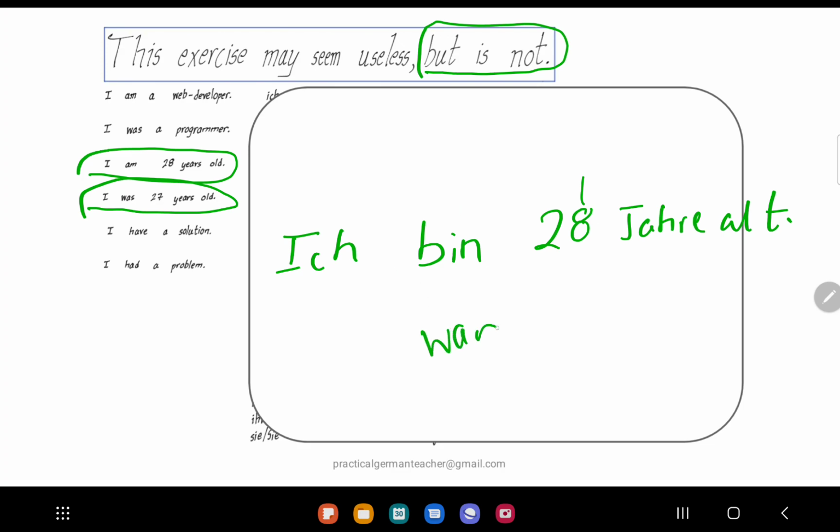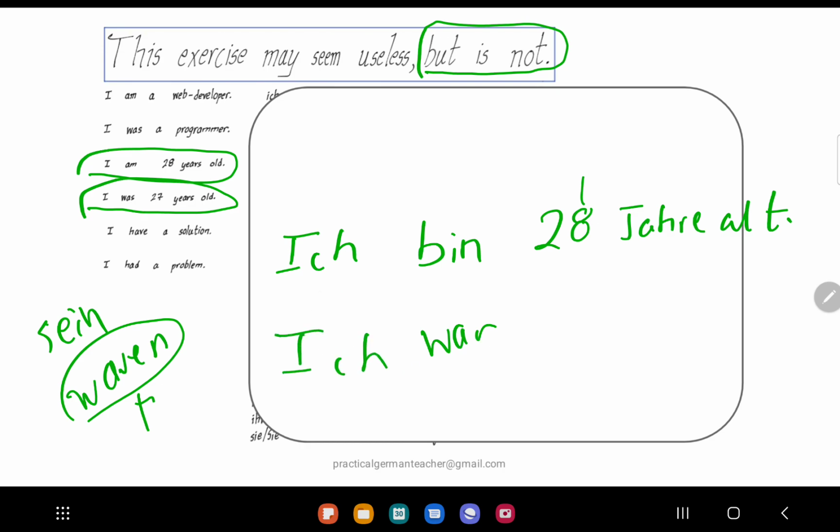Then if you want to say I was 27 years old, instead of using bin, you will have to say war. It's no more sein, it is war, and you have to learn the conjugation of war for ich, which is war. So ich war 27 Jahre alt.